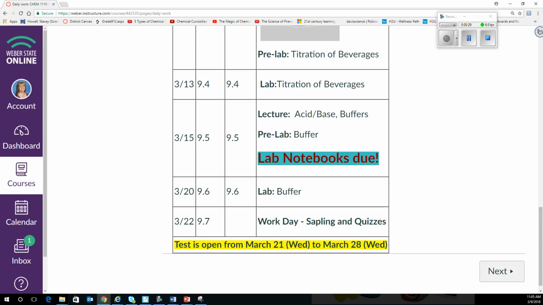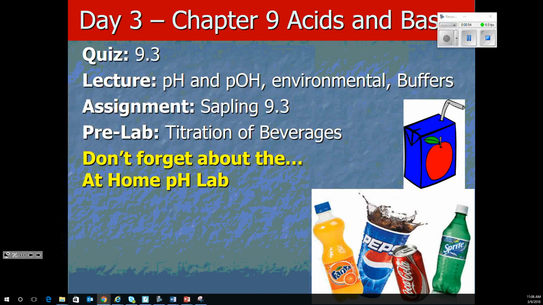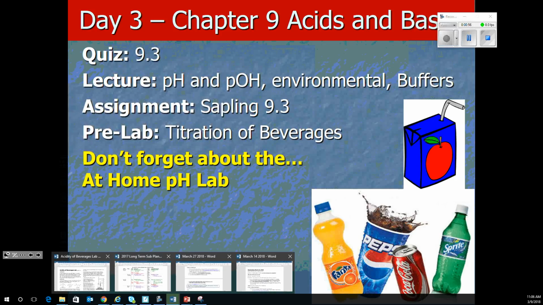You'll get the pre-lab buffer, but your lab notebook will be due that day. So you'll have 3 labs in it. You'll have your pH home lab, your titration, and your titration of beverages in there. Okay? We'll do the buffer lab first of 4th term, and that will go into 4th term. And then you've got a work day, and your test is open from the 21st to the 28th. Okay? So that's sort of what's going down. Let's take just a second and look at your lab for next time.